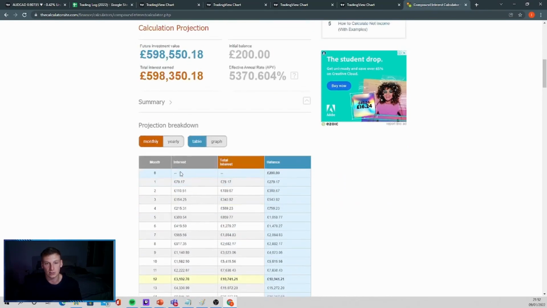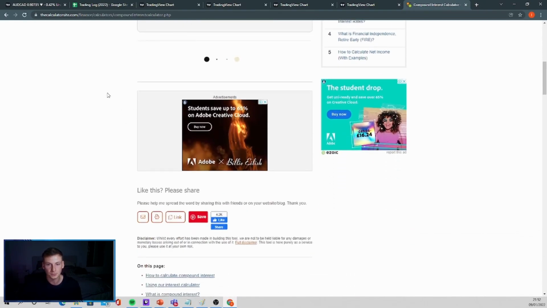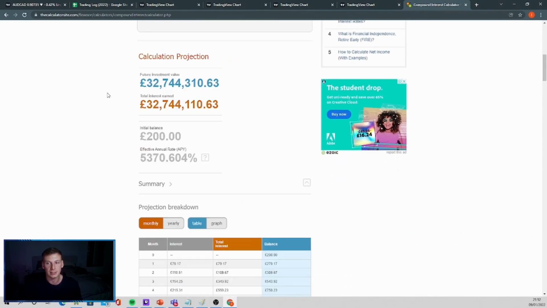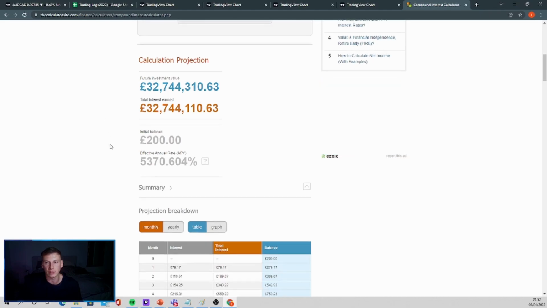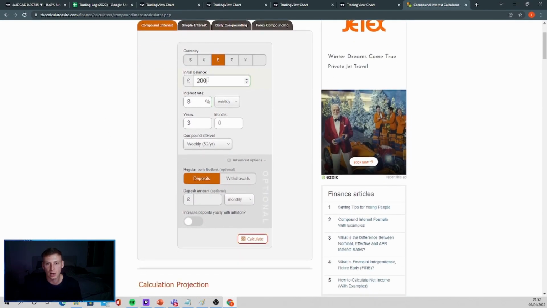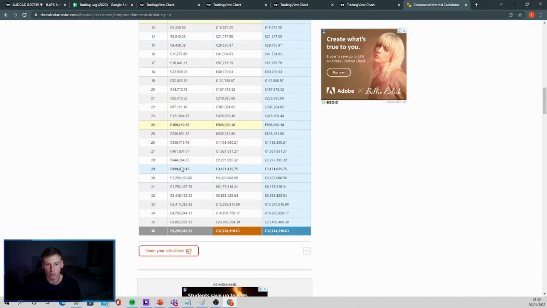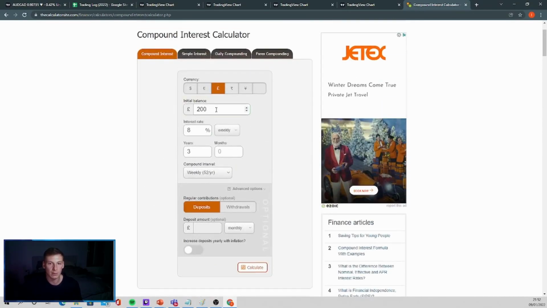And then it's just mad. Let's see what it is after 3 years. Right? 3 years is a uni course. You're doing a degree, you're doing 3 years at uni. We started with £200. We consistently keep hitting 8%. These are the kind of numbers that you can be getting. So by all means, have a play around with this.